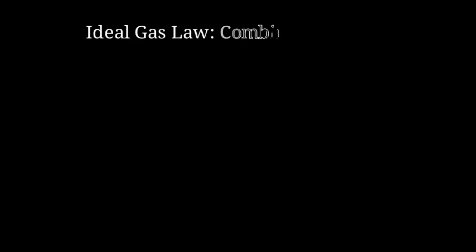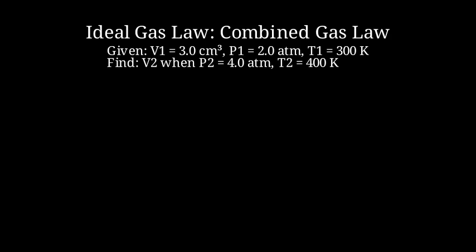Let's solve this ideal gas law problem step by step. We are given an ideal gas with initial volume 3.0 cubic centimeters, initial pressure 2.0 atmospheres, and initial temperature 300 Kelvin. The pressure increases to 4.0 atmospheres at 400 Kelvin. We want the final volume.